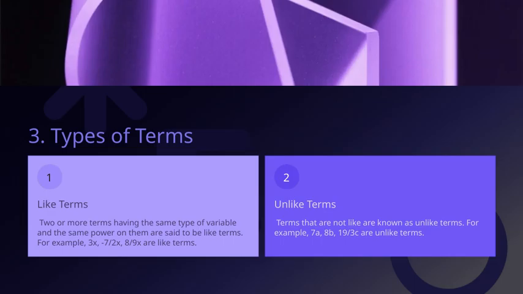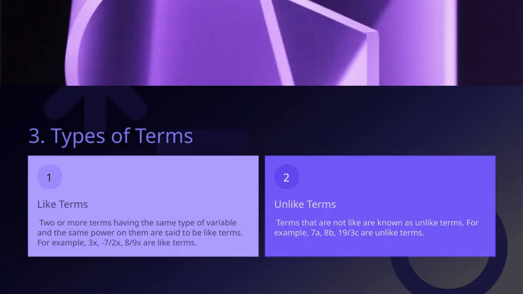These are terms that do not have the same variable or the same power of the variable. For instance, 7a, 8b, and 19.3c are unlike terms. You can't combine them directly because they involve different variables.